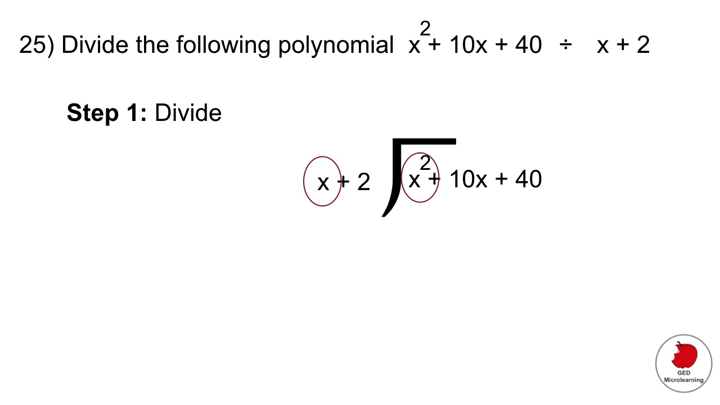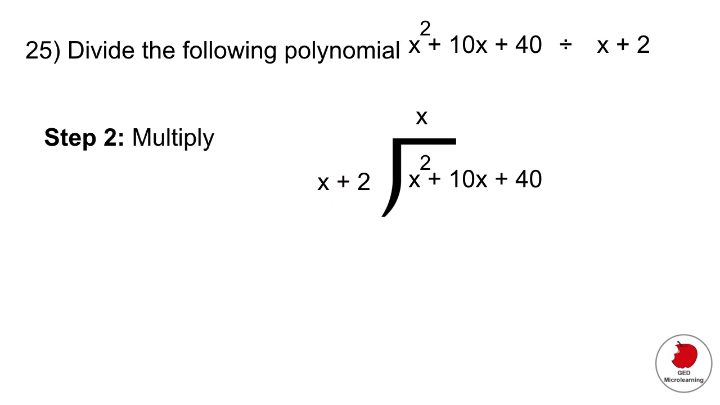And you're going to divide the first expression of each polynomial by each other. Okay, so in this case, we're going to divide x squared divided by x, and that gives us x. And this x now goes on top of the little division bar. Okay, so that's step 1.